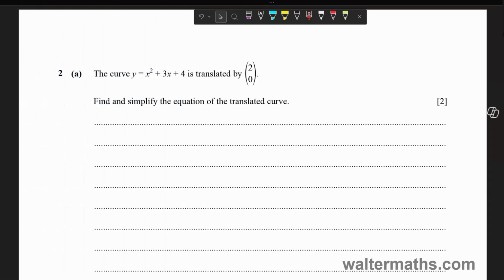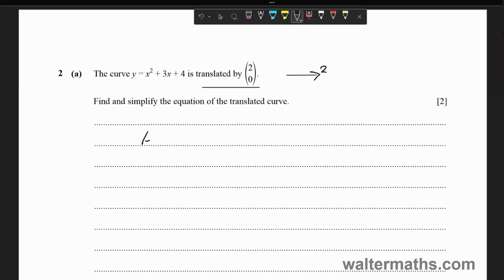So let's take a look at a few examples, starting with this one here. It says the curve y is equal to x squared plus 3x plus 4 is translated by (2, 0). Find and simplify the equation of the translated curve. Here we can see a translation, and it's essentially a horizontal translation by 2 units. So it's basically 2 units to the right.